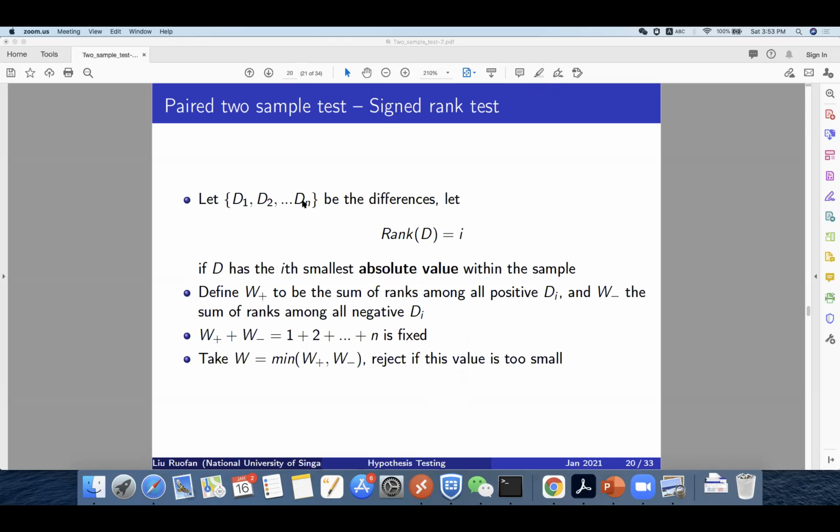Let D1 up to Dn be the differences, and we just rank them according to the absolute value. Then we define W plus to be the sum of ranks among all positive Di, and W minus to be the sum of ranks among all negative Di. Then we test the minimum of W plus and W minus. Reject if this value is too small.